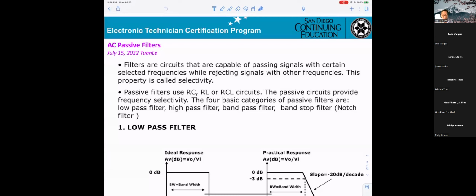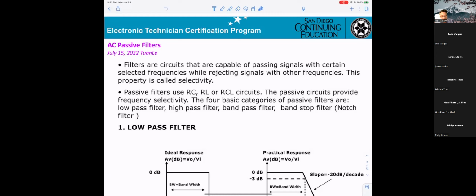You're welcome. Now, again, when they're talking about a filter, they're talking about a circuitry capable of passing a signal with a certain selected frequency while rejecting signals with other frequencies. That's the only thing they're telling you: the signal you want, you let it go. If it's not, they block it. This property they call selectivity.